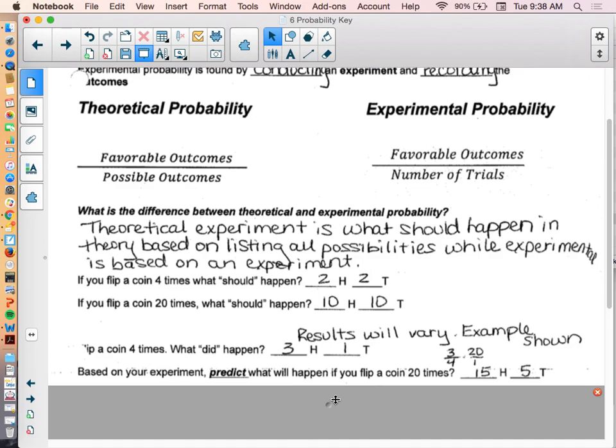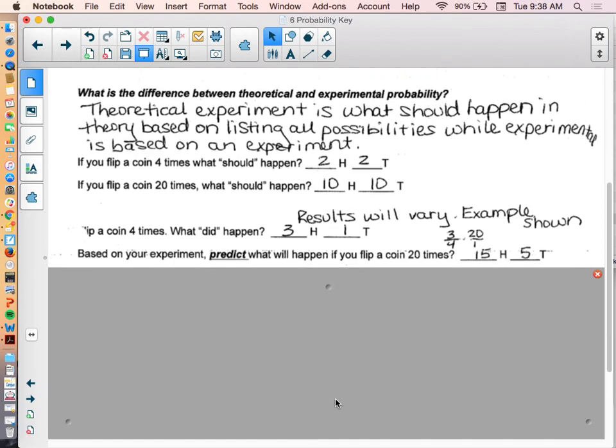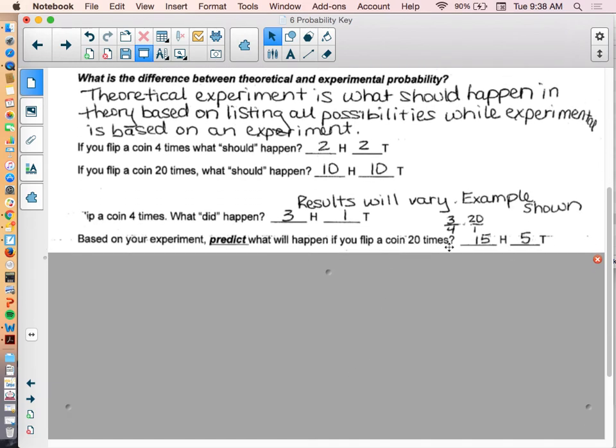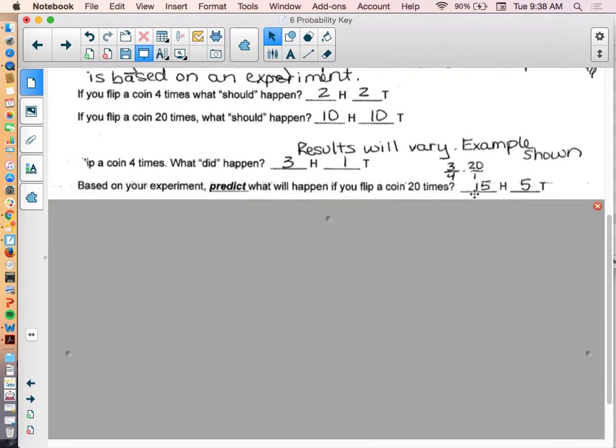So based on your experiment, predict what will happen if you flip a coin 50 or 20 times. Now you need to use the actual data here. So write down how many times it was a head out of the total and then multiply by 20. I would have gotten 15 and 5. See what you would get. And we'll compare when we get to class.